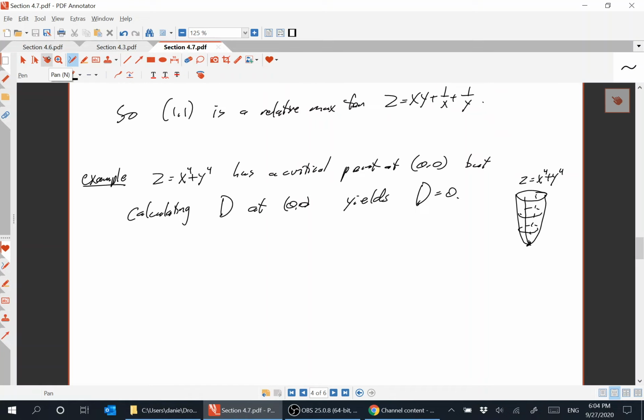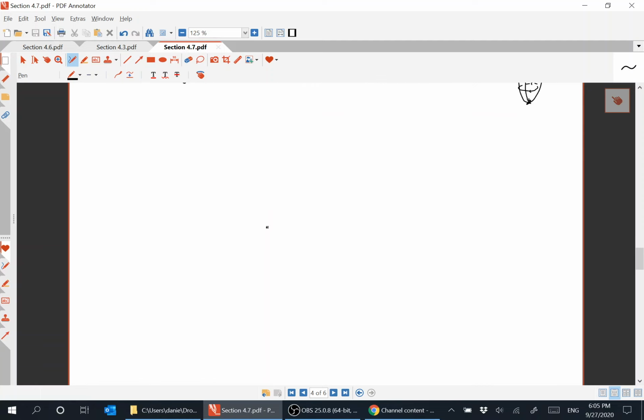So what were these maximum and minimum values of functions used for back in Calculus 1? They're used for applying to a variety of situations, these applied maximum and minimum problems. So let's take a couple examples of those.